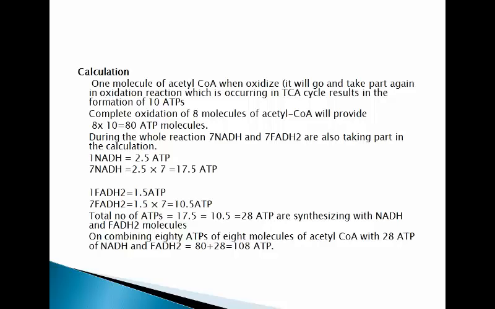And on combining all the ATPs which are produced, whether from oxidation of acetyl-CoA by the TCA cycle or from those synthesized from NADH or FADH2 molecules, they are 108 molecules of ATP: 80 molecules of ATP from the TCA cycle and 28 molecules of ATP from NADH and FADH2. So the total production of ATP molecules is 108 in the case of beta oxidation of palmitic acid.